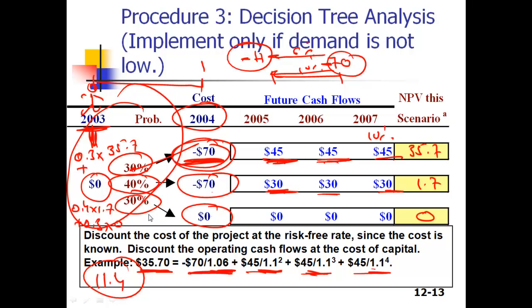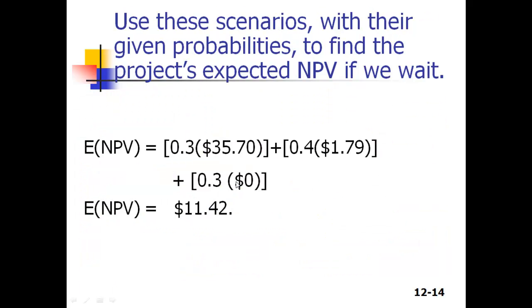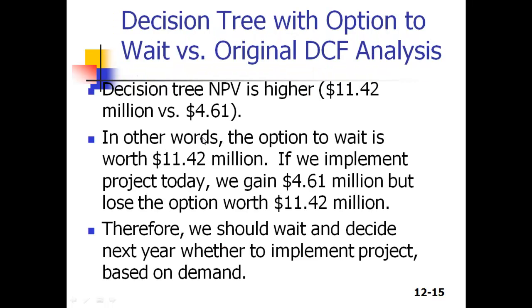Okay, so isn't this creating more value? Let's look at what's happening. So 11.4 you just calculated based on the numbers we came up with. Notice that the decision tree NPV of 11.42 is higher than the NPV of 4.6. Where did this come from? This was when we just start the project on day 0. So clearly if we have the option to wait for a year, then the value of the project is more.